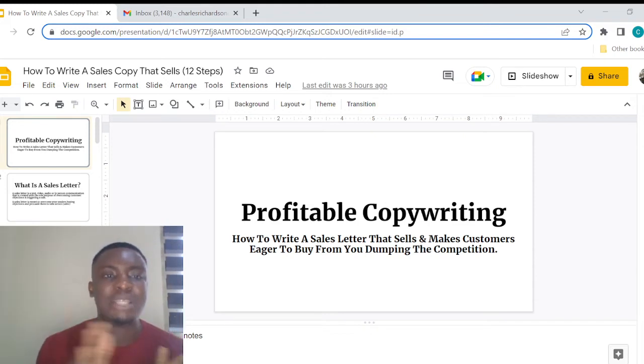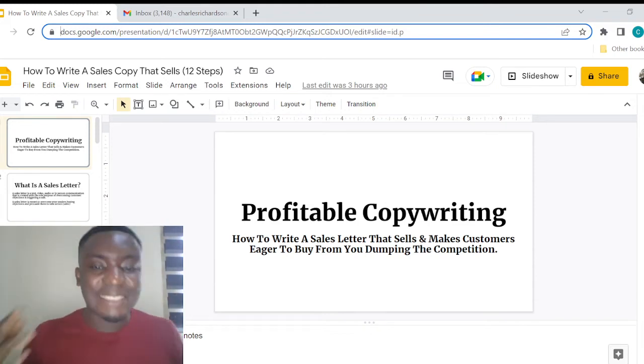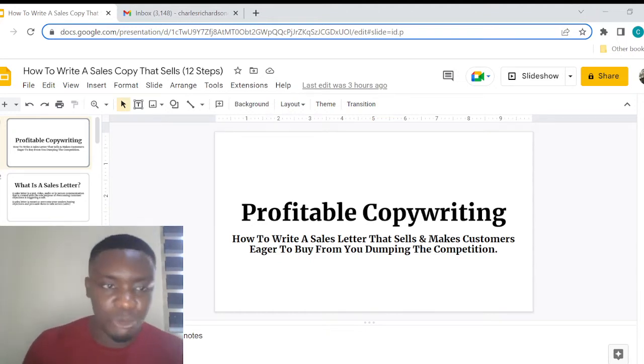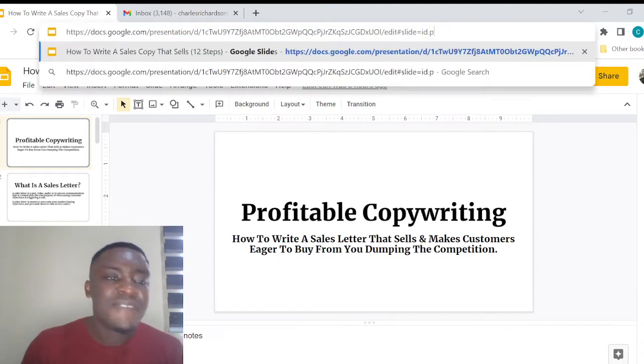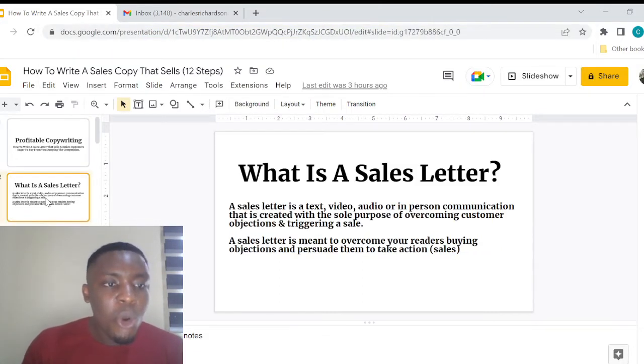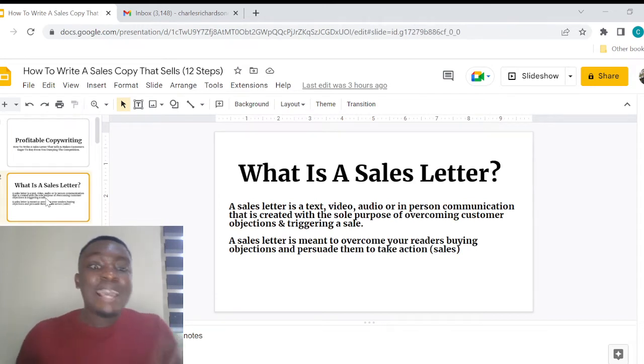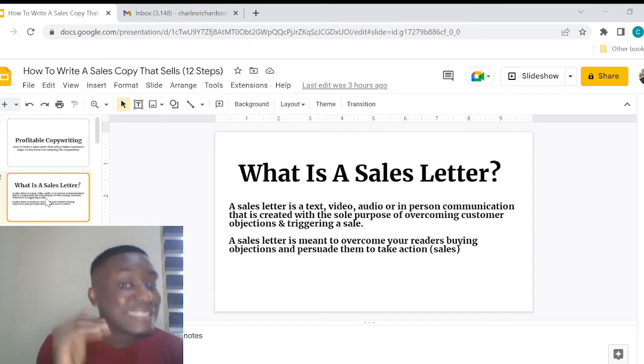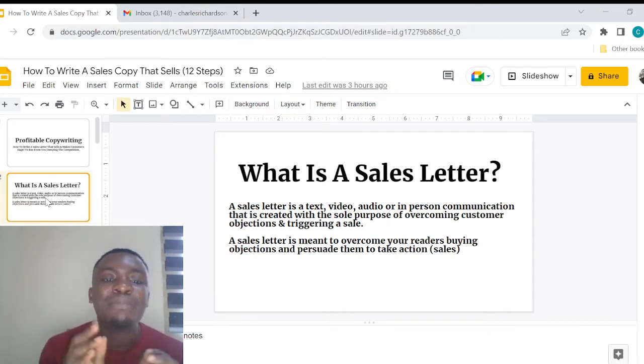So let's go straight ahead. How to write a sales letter that sells and makes customers eager to buy from you. First thing first, what is a sales letter? A sales letter is a text, a video, audio, or in-person communication that is created with the sole purpose of overcoming customer objections and triggering a sale. A sales letter is meant to overcome your readers' buying objections and persuade them to take action.